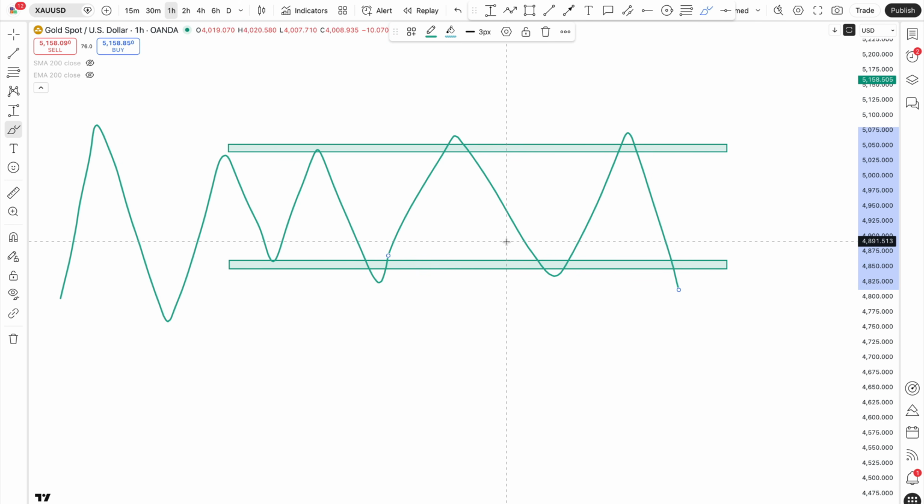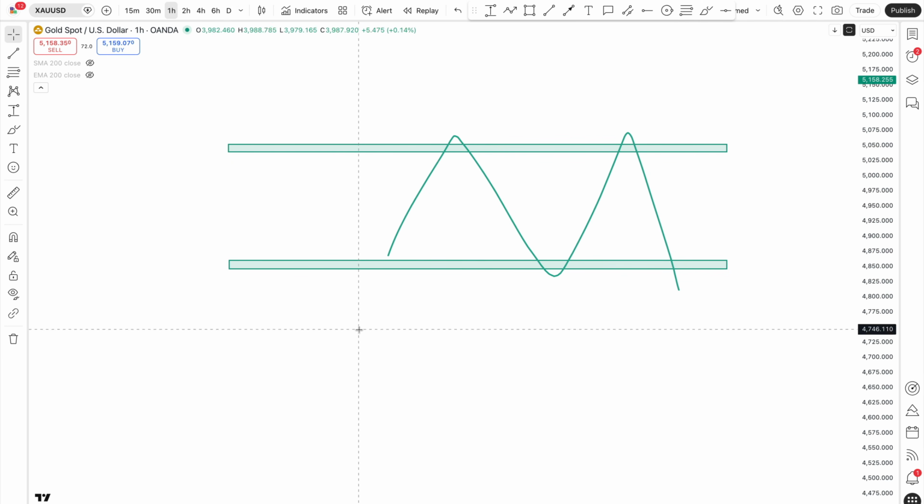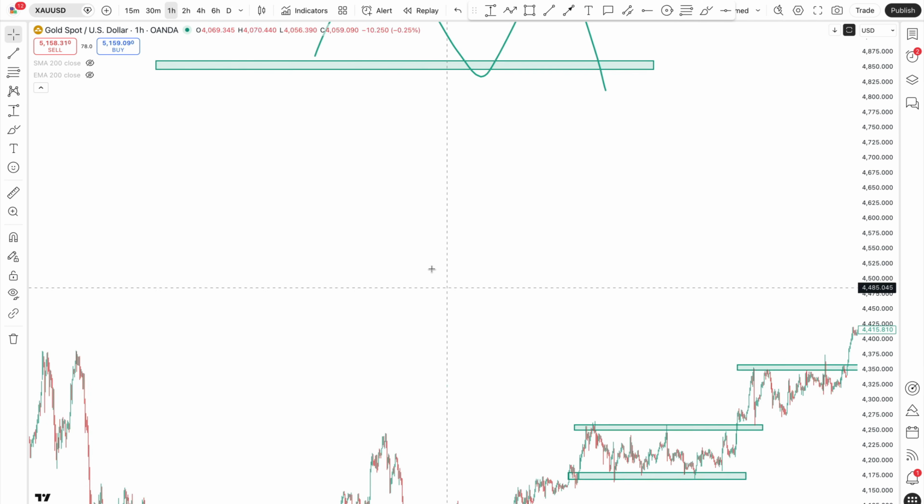Most traders do not take into context the current market condition related to those support and resistance levels, right? So I'm going to show you a few charts so I can explain what I mean clearly. This is a gold chart on a 1 hour time frame, right?